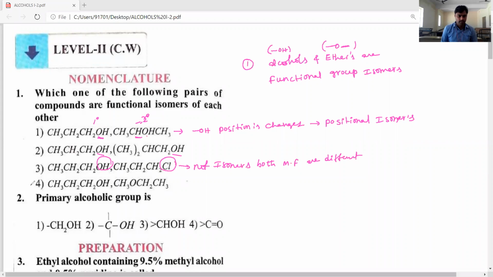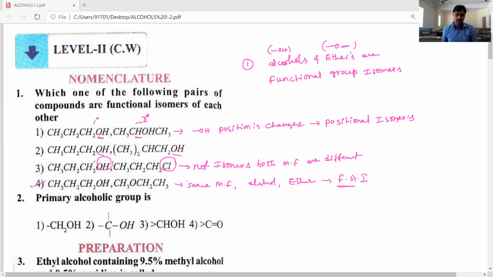Okay, students. Now let's see, the fourth one is the correct answer. Butan-1-ol and methoxyethane. This is an alcohol and an ether, so the same molecular formula, one is an alcohol and the second one is an ether. That's why these are functional group isomers, FGI. So the fourth option is correct.